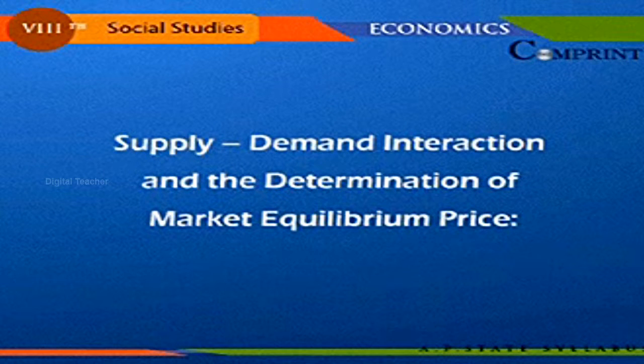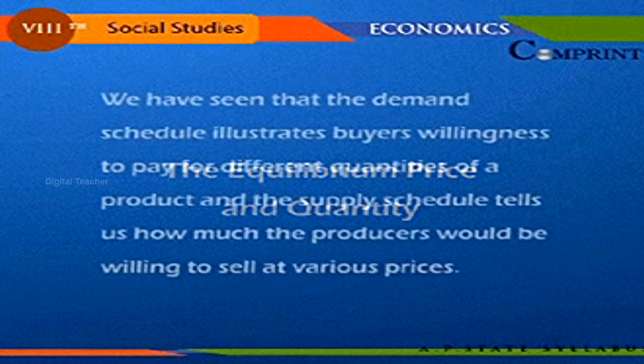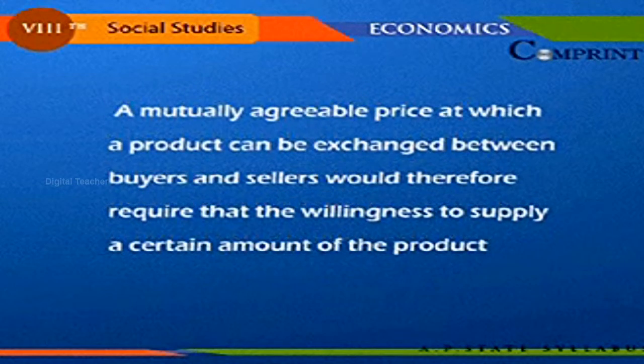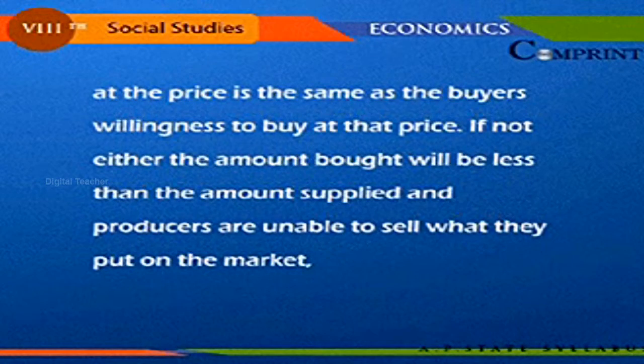Supply-demand interaction and the determination of market equilibrium price. The equilibrium price and quantity. We have seen that the demand schedule illustrates buyers' willingness to pay for different quantities of a product, and the supply schedule tells us how much the producers would be willing to sell at various prices. A mutually agreeable price at which a product can be exchanged between buyers and sellers would therefore require that the willingness to supply a certain amount of the product at that price is the same as the buyers' willingness to buy at that price.